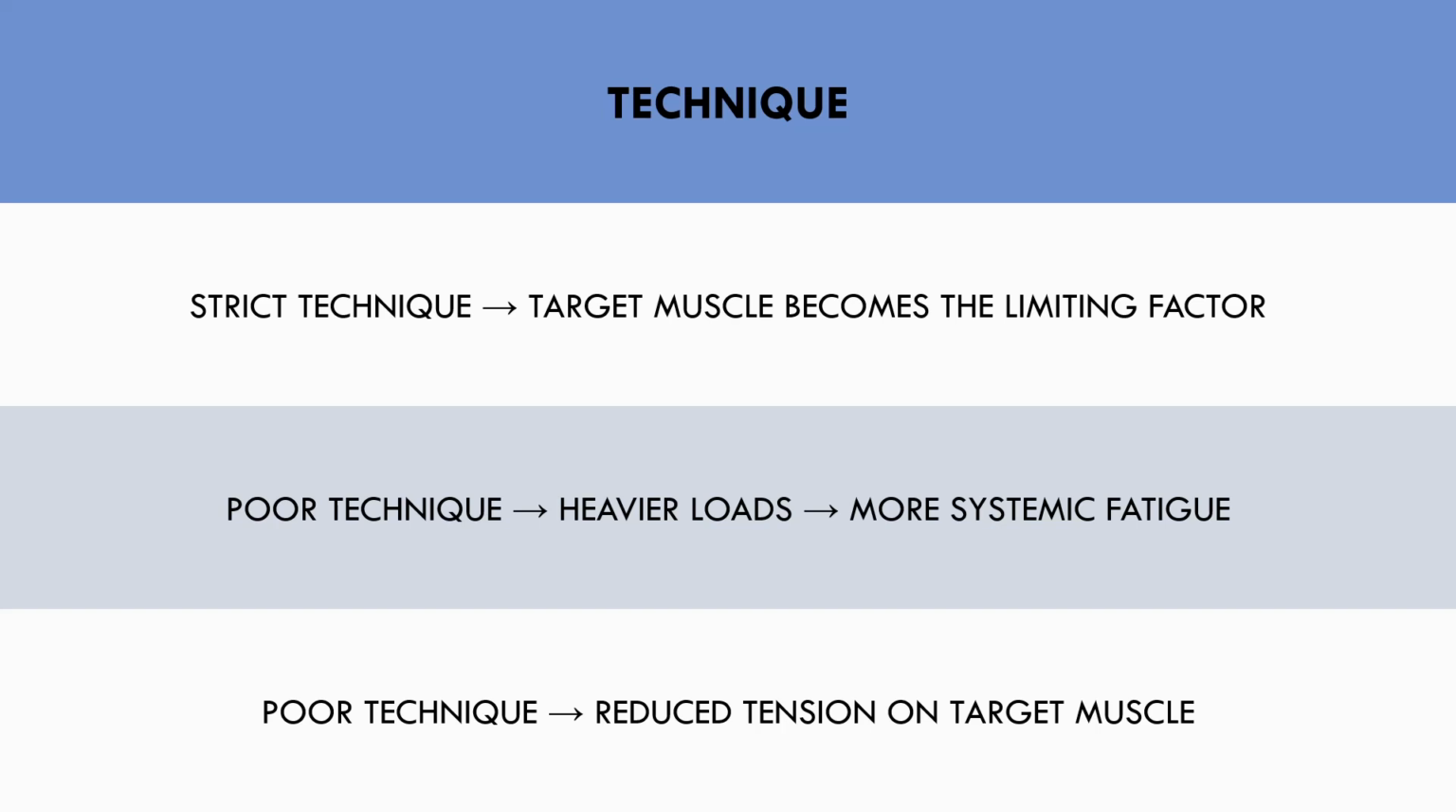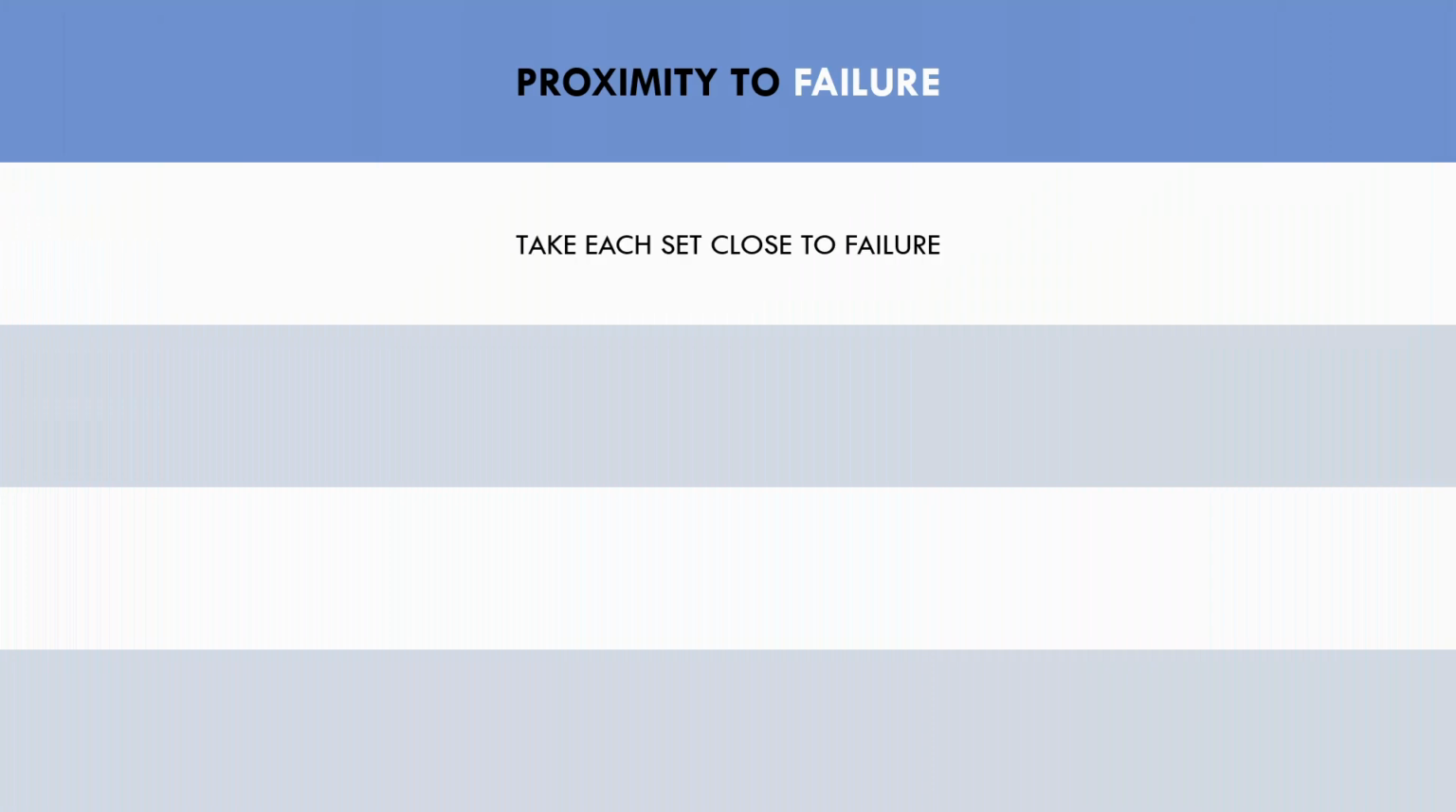potentially less stimulative. The next factor that influences volume quality is proximity to failure. This refers to a rough estimate of how close each set is taken before the trainee hits failure. Generally speaking, we want to take each set fairly close to failure to maximize hypertrophy. This ensures that all muscle fibers are recruited and actually trained to a significant extent. If we leave too many reps in the tank, then we simply aren't getting the most out of each set.